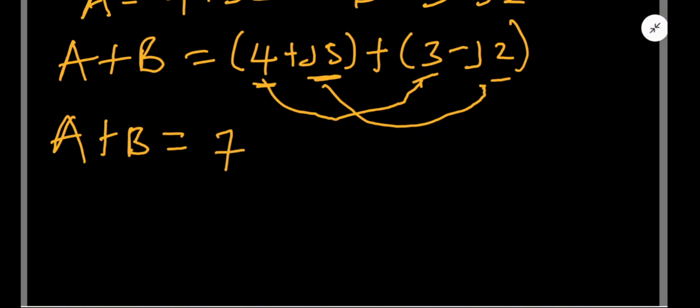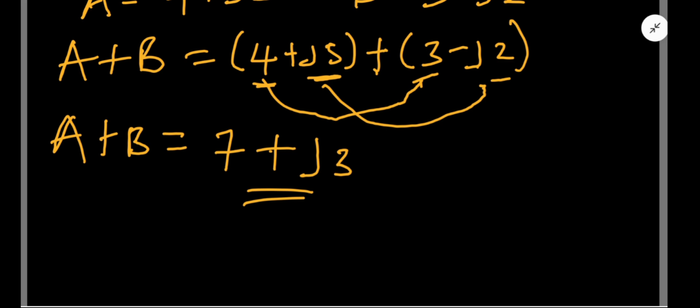Then j5 plus minus j2. Now, first of all, this plus sign will attack this minus sign, so we're going to have plus times minus, which is going to give us what? Minus. So at the end of the day, it's going to be j5 minus j2, because positive times negative will give us negative. So it's j5 minus j2, which is going to give us positive j3. And that is it.